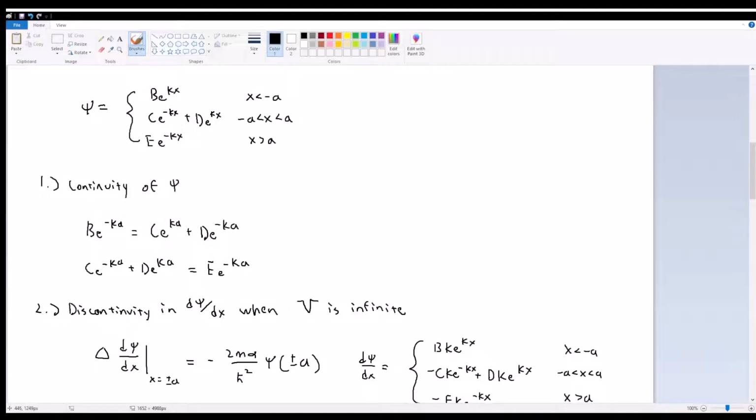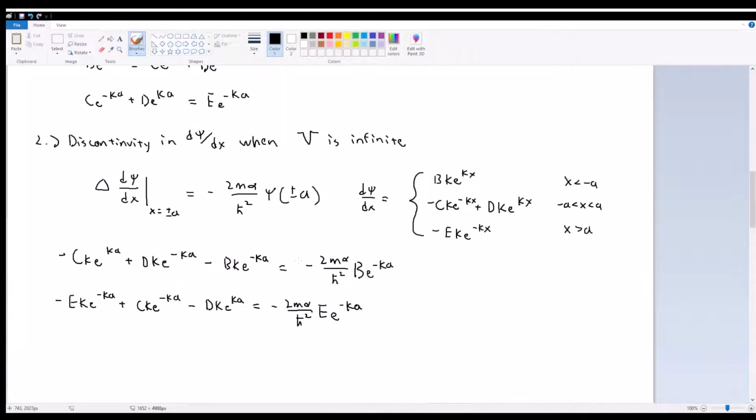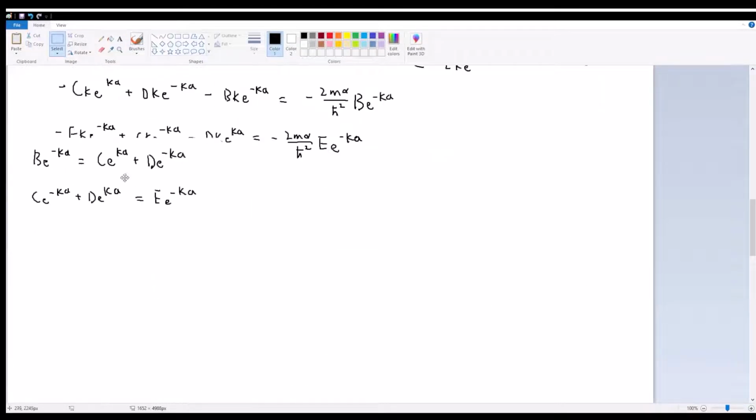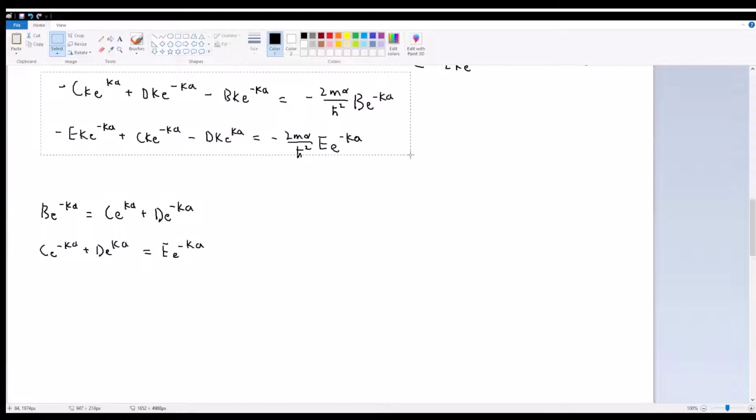Just double check that that's correct. Negative ka, b, negative ka, yes. Okay, and these are sort of our four conditions. So let's just move them down so that they're all next to each other and nice and tidy.